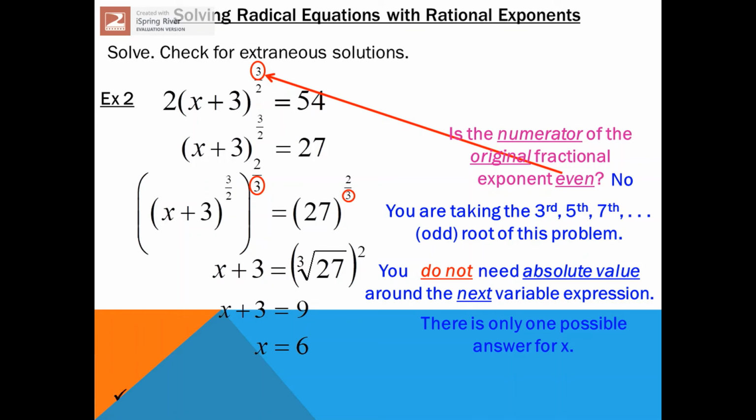So x plus 3 is equal to cube root of 27 raised to 2. Then simplify. What is cube root of 27 raised to 2? Very good. And that is 9. So what is x plus 3 is equal to 9? That is x equals 6 because 9 minus 3 is 6.